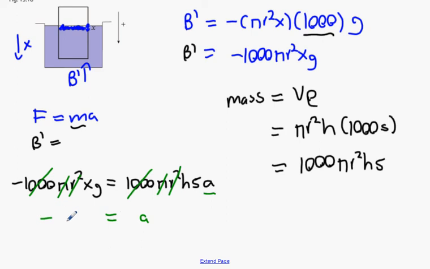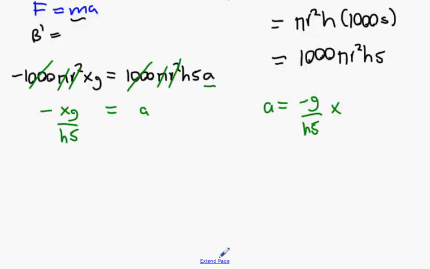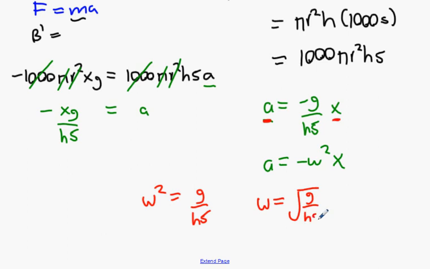Isolate a on its own. a equals minus x g over h s. Okay, so minus x g over h s. Now remember, a equals, I'm going to put the x at the end, minus g over h s times x. We're now going to compare that to a equals minus omega squared x. Is it executing simple harmonic motion? Yes, because the acceleration is directly proportional to the displacement. Yeah? And it's in the opposite direction because of the minus sign. Okay? So what's going to happen here is omega squared equals g over h s. Therefore, omega is equal to square root of g over h s.